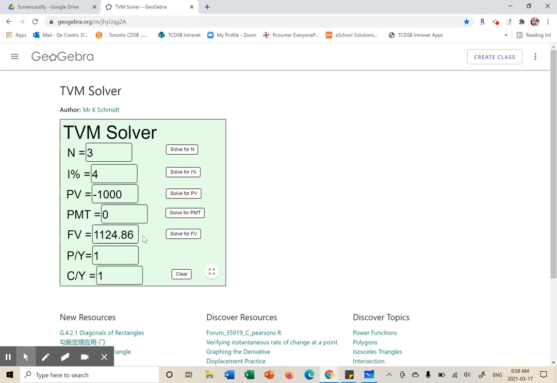Okay, so if we were borrowing $1,000 from the bank, then we would delete this negative so that the computer understands that we received $1,000 from the bank, and then it would generate a negative value for FV, which would indicate the amount of money we have to return. If this is a savings question, that means that your PV has to have a negative value for you to get a positive FV value. But if you are borrowing money, then your PV would be positive and then your FV would be negative.